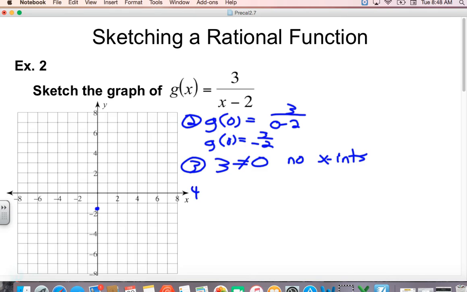Next step, we're going to find and sketch the vertical asymptotes by setting the denominator equal to 0. So let's put the denominator equal to 0, x minus 2 equals 0, and solve. We get x equals 2. So that means we have a vertical asymptote at 2, where x equals 2.